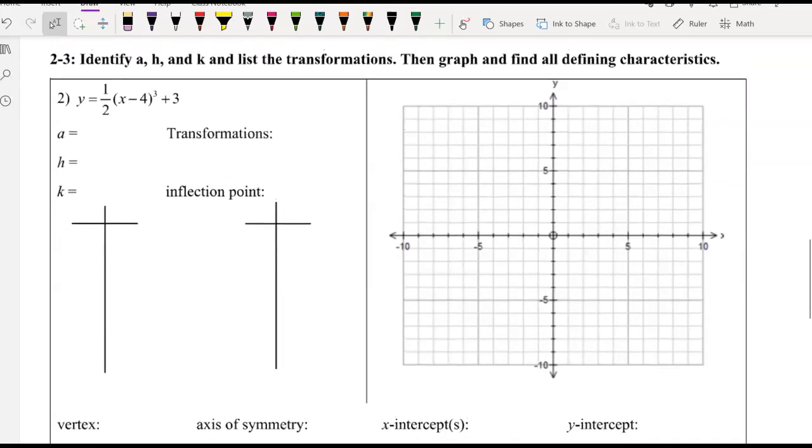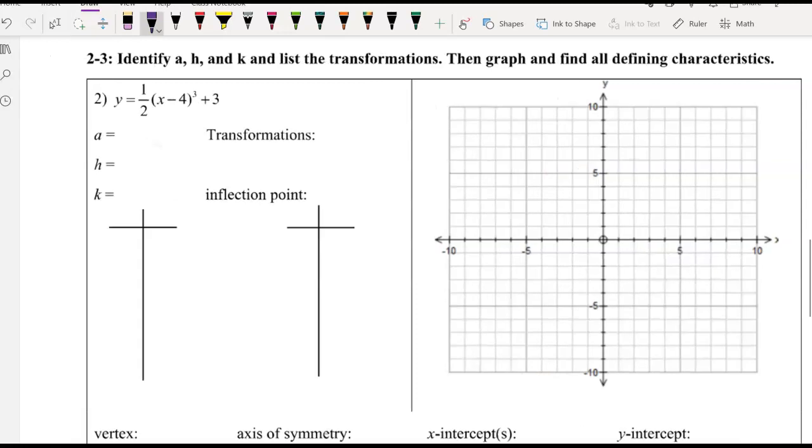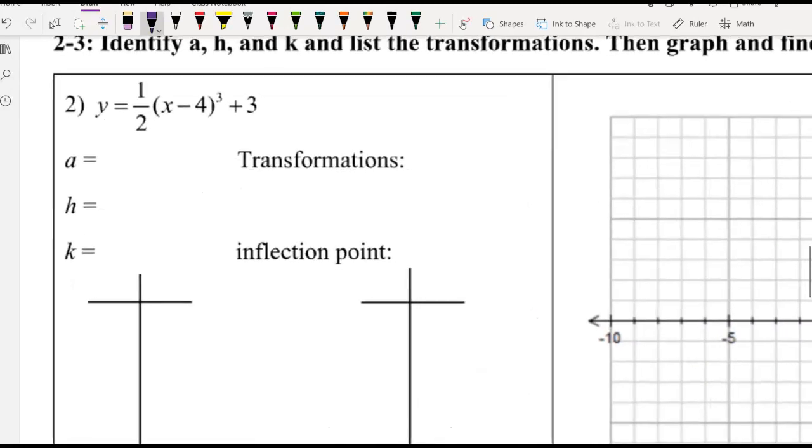Example 2 and 3 says, identify A, H, and K. List the transformations, then graph and find all of the characteristics. So A for this one, just like the quadratic, A is going to be in front of the parentheses. Can you see that that's a third power? So we know it's a cubic. So A is a half. Now H is going to be 4, and K is going to be positive 3.